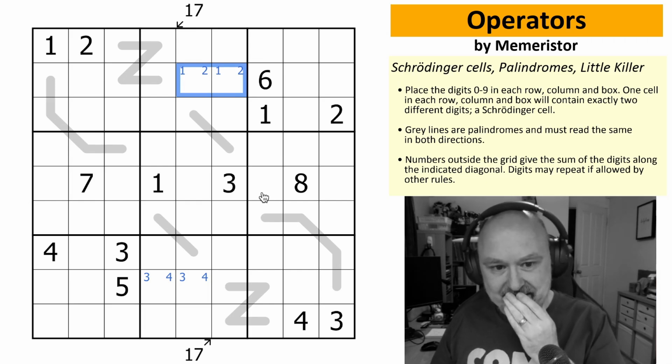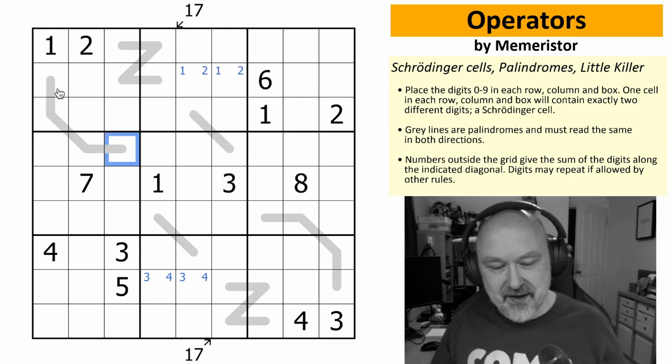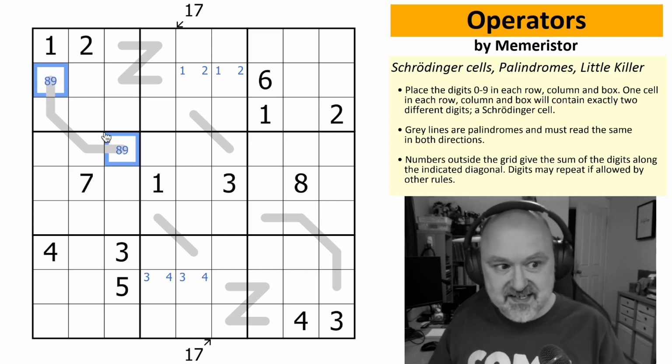Do I want to do the palindrome trick? So let's look at this, for example. This can't be a 1. It can't be a 2. It can't be a 3. It can't be a 4, it can't be a 5, it can't be a 6. So that's a 7, 8, or 9. No, it's not a 7. This is an 8 or a 9.